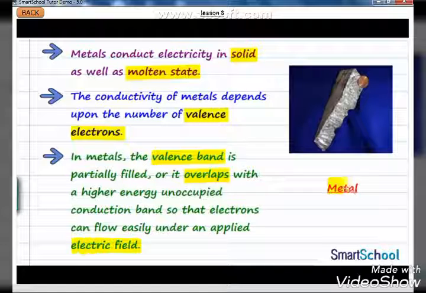And here in our picture, we can see articles made up of metals. This is an aluminum foil, and here we have a copper coin. Both are metallic and are good conductors of electricity.